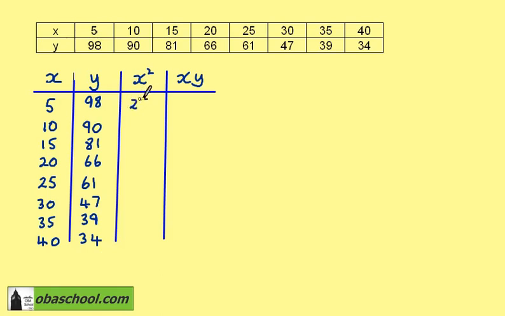Complete the x squared column. 5 squared is 25, 10 squared is 100, 15 squared is 225, 20 squared is 400, 25 squared is 625, and 30 squared is 900. 35 squared we know is 1225, and 40 squared is 1600.